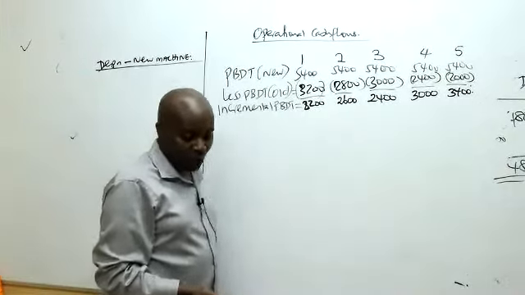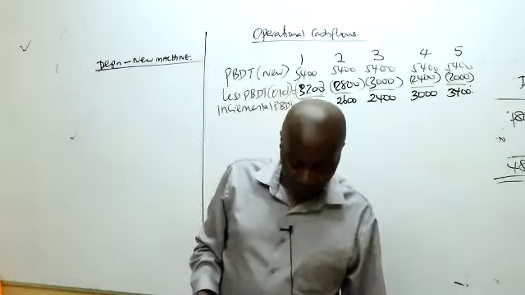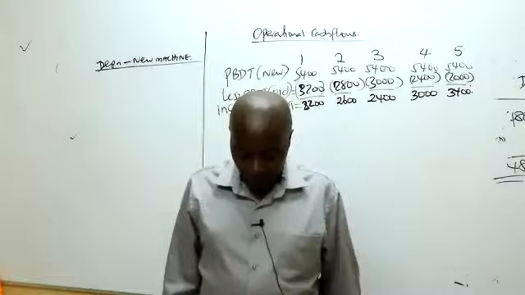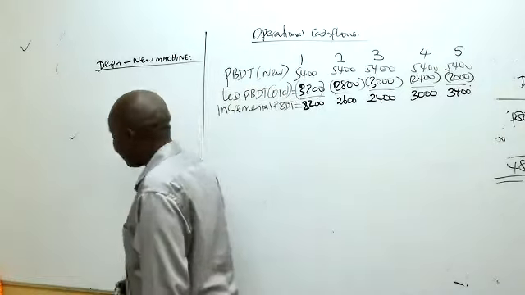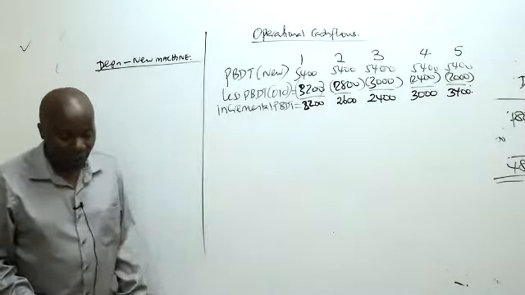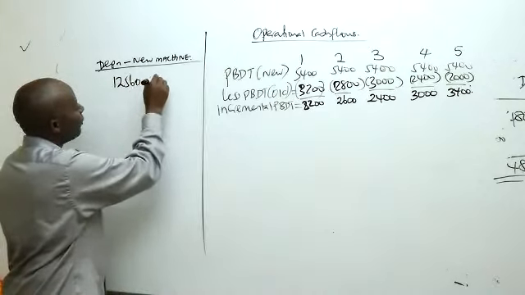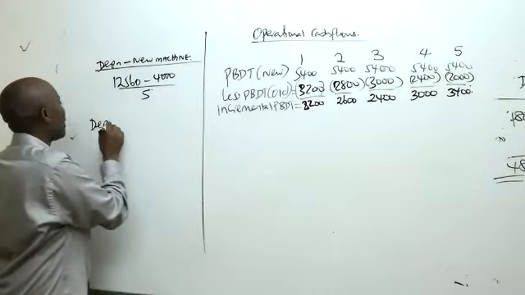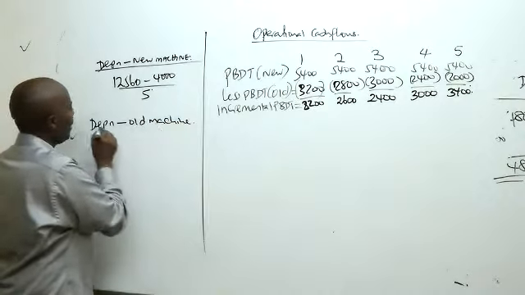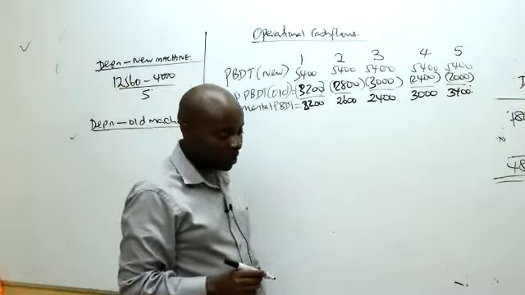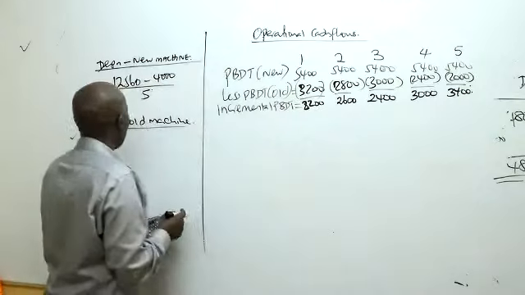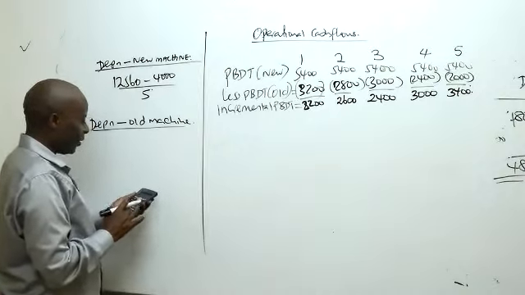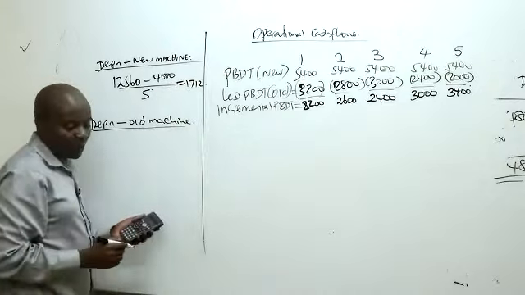So the new machine, from this particular paragraph, they told us that the cost is 12,560 with a salvage value of 4,000, and the useful life is 5 years. So we have 12,560 minus 4,000 divided by 5 years. This is quite easy. For the new machine, 12,560 minus 4,000 divided by 5 gives me 1712.